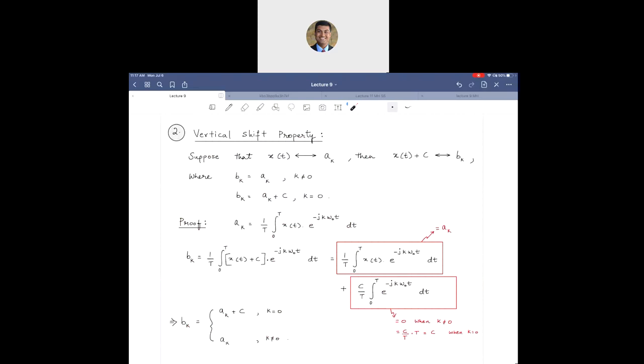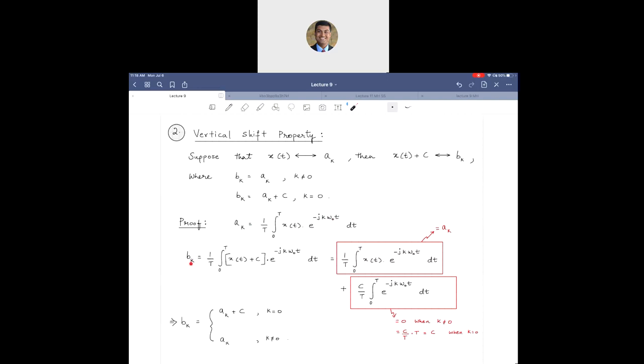Okay, so we are talking about the proof of the vertical shift property. So A sub k, what is A sub k? A sub k are the Fourier series coefficients of x of t. How can I write that in this way? To find A sub k, I would need to consider 1 over T integral 0 to T. Why do I need to do 0 to T? Because I can. I can do negative T over 2 to T over 2, but I also can do 0 to T. So in this case, I'm considering 0 to T of x of t e to the minus jk omega naught t dt. So that's the definition of finding the Fourier series coefficients for a given periodic signal x of t.